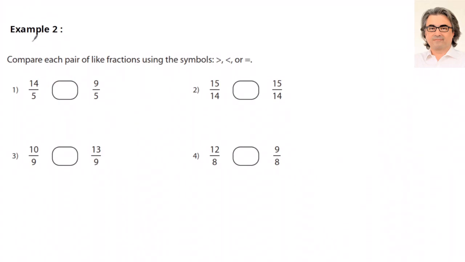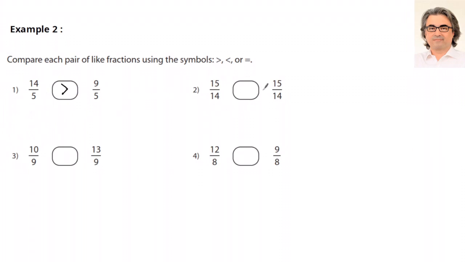and the second example. Our common question: compare each pair of like fractions using these symbols. Now, in the first example, as you see, denominators are equal to each other, namely 5. Let's compare numerators. The first fraction's numerator is 14, and the second fraction's numerator is 9. 14 is greater than 9. Because of this fact, 14 over 5 is greater than 9 over 5. So I should write here greater than.